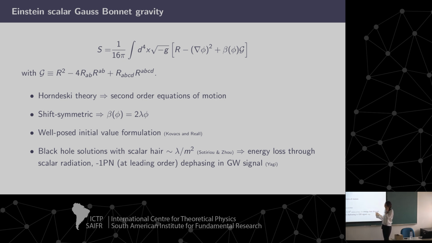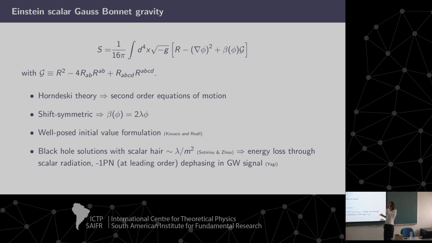The second reason is that this theory is quite interesting from a phenomenological point of view, in the sense that it's consistent with observations in the weak field regime, but it's expected to give deviations in the strong field regime. The reason is that black hole solutions, for instance Schwarzschild, are not a solution to the equations of motion. Instead, black holes are always surrounded by some scalar profile, which is inversely proportional to the mass squared. So you have to imagine a black hole with a massless scalar profile surrounding it. This is not super rigorous.